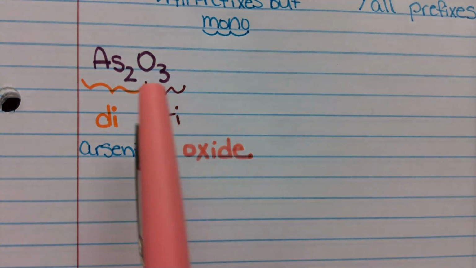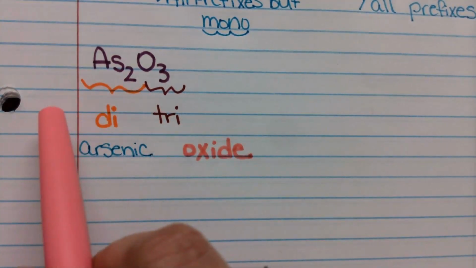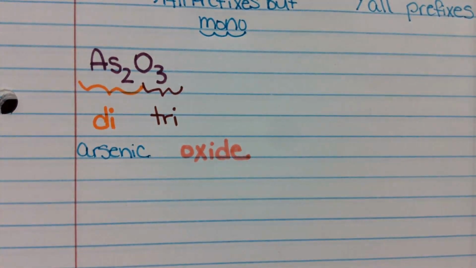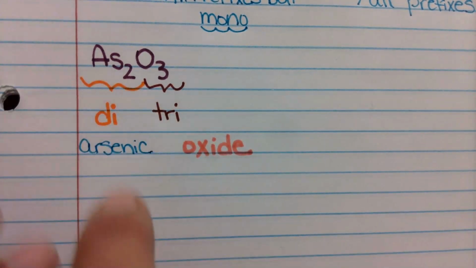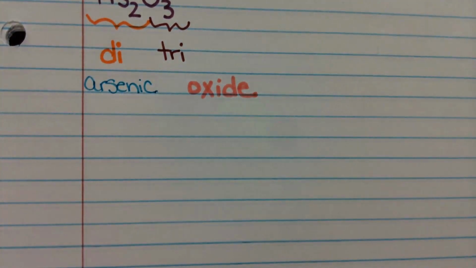Now I look at either of these prefixes. They both look good. I specifically look at the prefix for the first element. If that prefix is a mono, I can go ahead and cross it out. Neither are, so then I can use my sentence diagramming and make my covalent compound sentence as diarsenic trioxide.